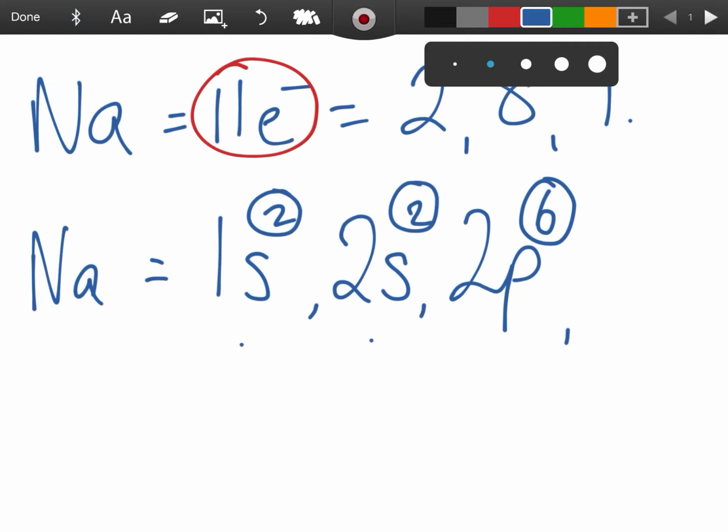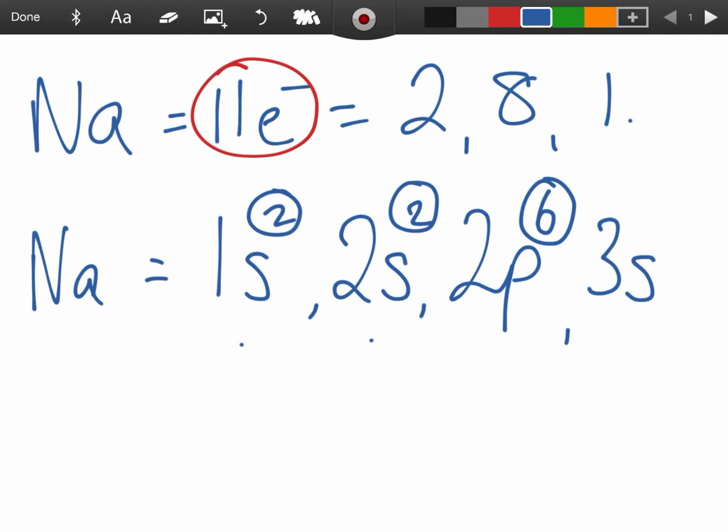So now I'm going to say, what would be my next lowest available energy level? 3s. But I'm only putting 1 electron in there, because now I have 11 electrons filled. So 2 and 2 is 4 and 6 is 10, and 1 is 11. So that's the electron configuration for sodium.